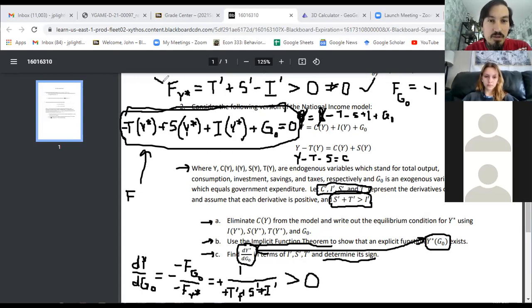The fact that I'm using this capital F here, the only reason I can do that is because I've defined this whole thing as F. I didn't write that out because there wasn't enough space, but that actually has to be done, because otherwise, what am I talking about here when I say F G0, F Y star? It doesn't make any sense unless I've defined what F is. The definition of F is everything here on the left-hand side of this equation. Make sense, Jonathan? Yeah. Thank you. I'm glad you did it.